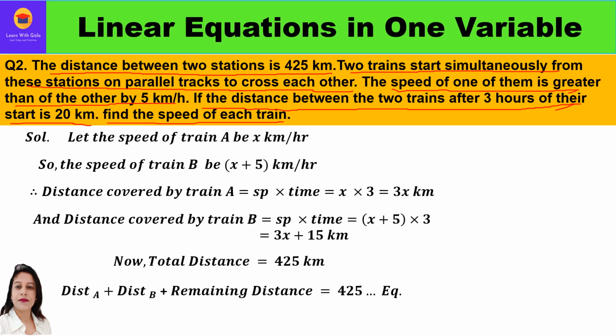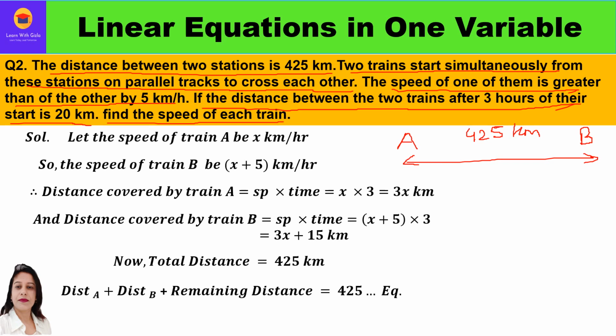So this question is same as question 1. Over here we have two trains which are starting from two stations. Let us call them station A and station B, which are 425 kilometers apart from each other. That means the distance between them is 425. Now they are saying two trains start simultaneously from these stations on the parallel track to cross each other.